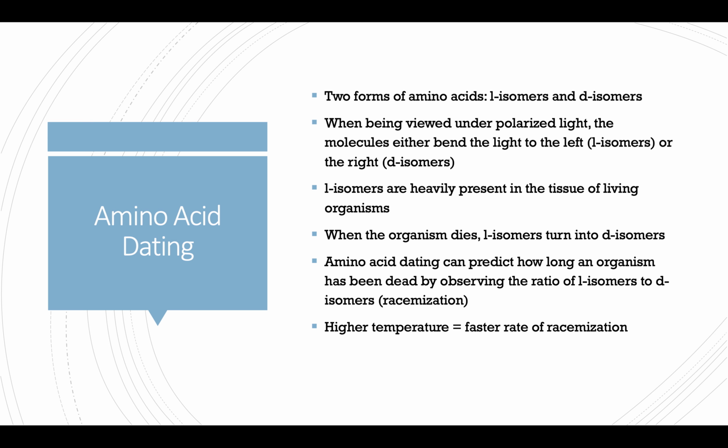L isomers are heavily present in the tissue of living organisms, so when an organism dies, the L isomers turn into D isomers. Amino acid dating can predict how long an organism has been dead by observing the ratio of L isomers to D isomers, which is also known as racemization. And in climates where there's higher temperature, there is a faster rate of racemization.